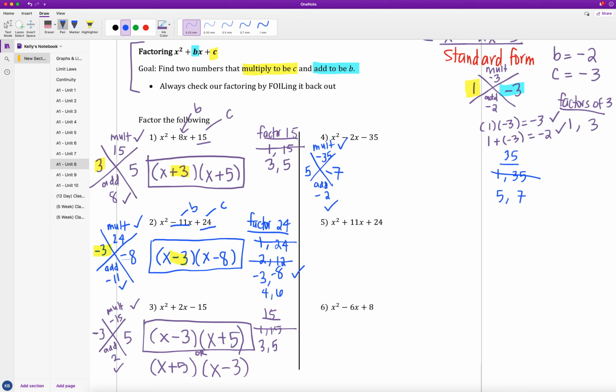Now, of course, this is not going to be my final answer. This is just work to help me organize my thought process. So my final answer here will be x plus 5 times x minus 7. Or if you want to flip-flop those and write x minus 7 times x plus 5, that would work as well.